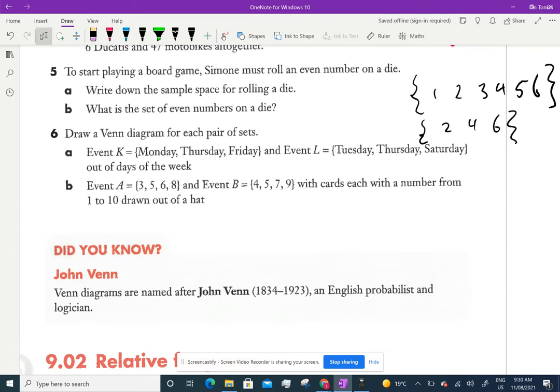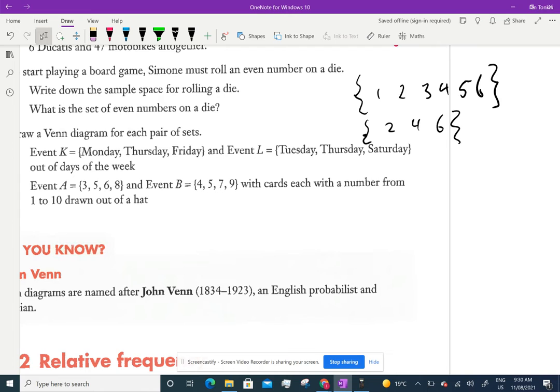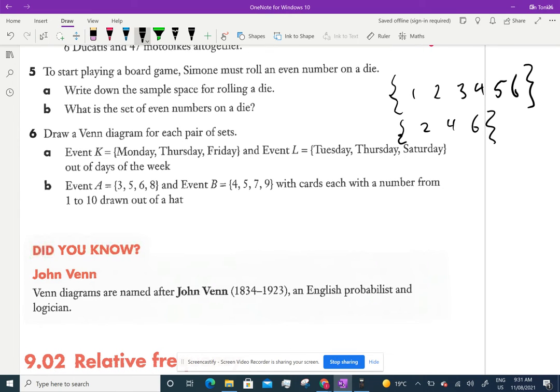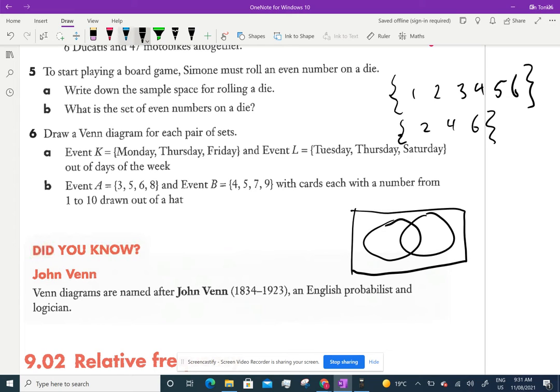Venn diagram. All right, what do we got? So Venn diagram, we've got two intersecting circles. And we've got K, and we've got L. I'm just using the letters. K's got Monday, Thursday, Friday. And the other one's got Tuesday, Thursday, Saturday. So Thursday's in the middle. I better do a TH for Thursday because I've got a Tuesday in there.